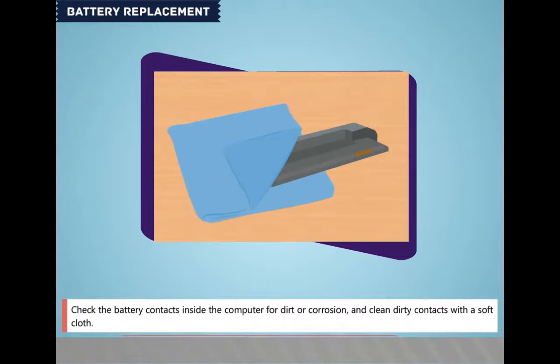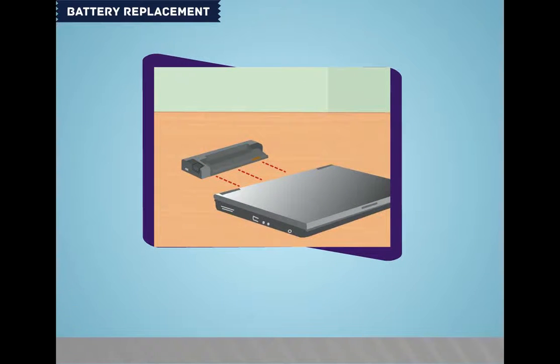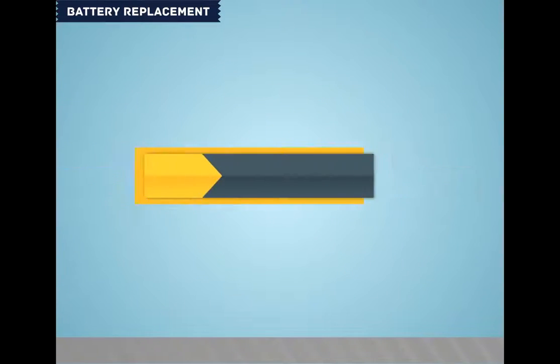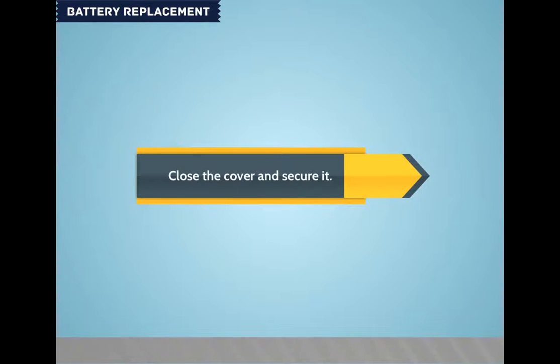Check the battery contacts inside the computer for dirt or corrosion, and clean dirty contacts with a soft cloth. Insert the replacement battery or batteries. Make sure you insert batteries so the positive and negative terminals are in the right directions. Close the cover and secure it.